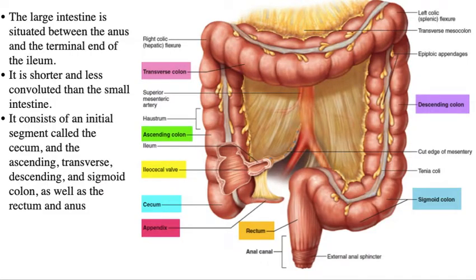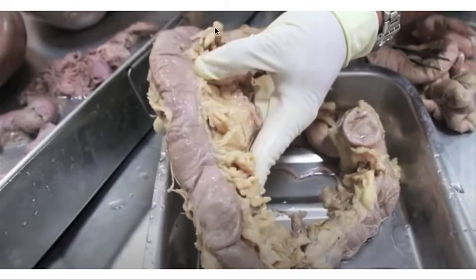So basically, the large intestine is situated between the anus and the terminal end of the ileum. It is shorter and less convoluted than the small intestine, and consists of an initial segment called the cecum, after which we have the ascending, the transverse, and the descending colon. This S-shaped part is the sigmoid colon, ending in the rectum and the anus. This is the macroscopic structure of the large intestine showing the haustrations. This is the appendices epiploicae.